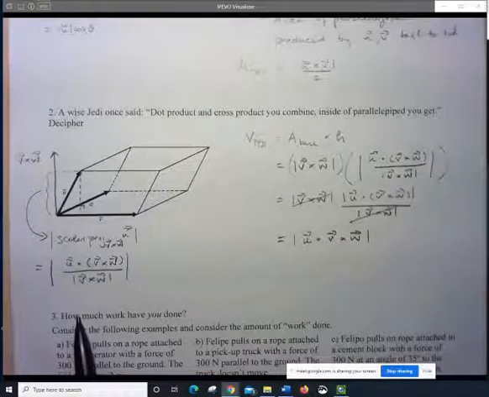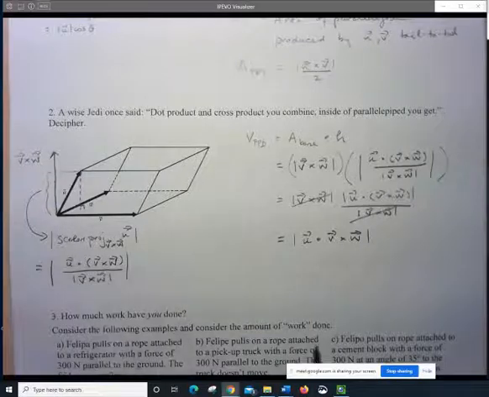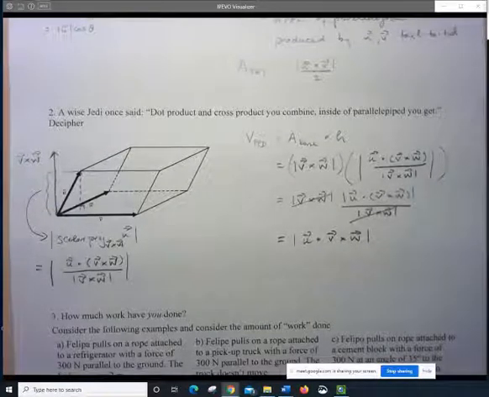Okay, so another nice geometric result coming from these two operations. All right. Now, Tony, yes. Do you not need the brackets around the v cross w anymore?